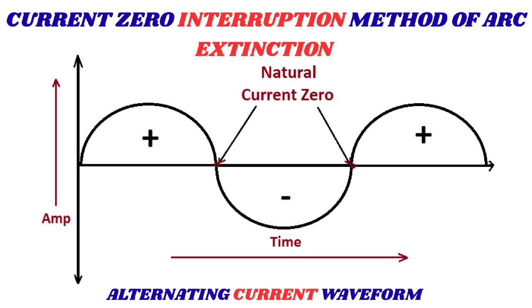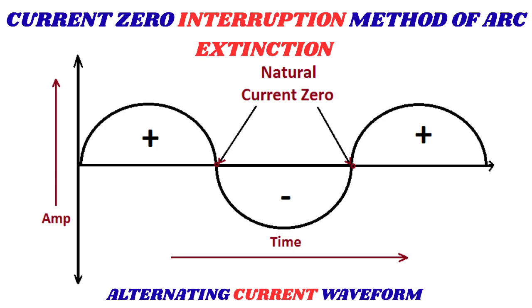The last method we will analyze is the current zero interruption method of arc extinction. We know that in AC systems, current passes through 0 two times in one cycle. So, the current zero interruption method is a technique used to extinguish electrical arc in AC circuit breakers, by interrupting the arc when current crosses the 0 point of the AC cycle. This method takes advantage of the natural zero crossing point of the AC waveform, where the current is momentarily zero, to extinguish the arc. Let us explore deeper the mechanism of this method.